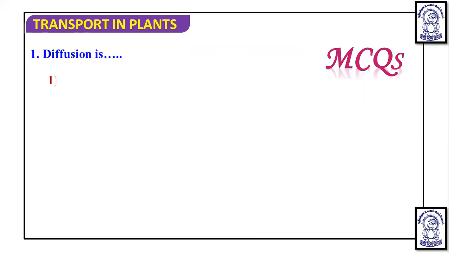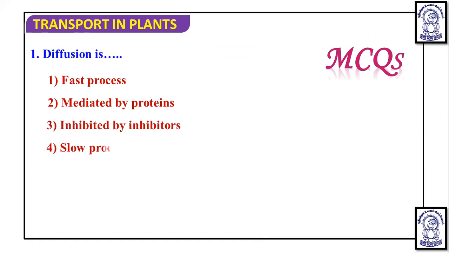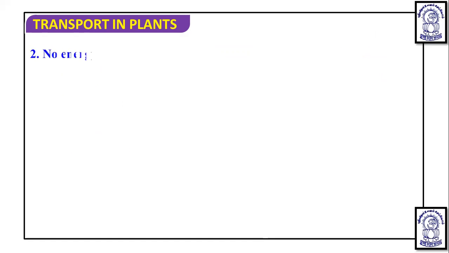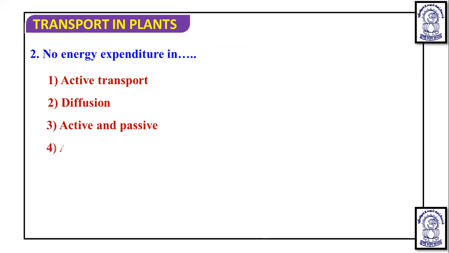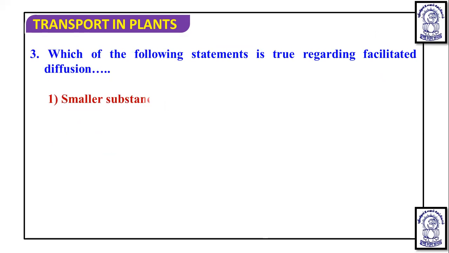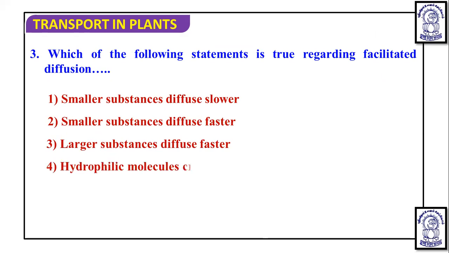So let's discuss some of the MCQs. Diffusion is a slow process, obviously. There is no energy expenditure in diffusion. In active transport, energy is used. Which of the following statements is true regarding facilitated diffusion? In facilitated diffusion, the smaller substances diffuse faster.